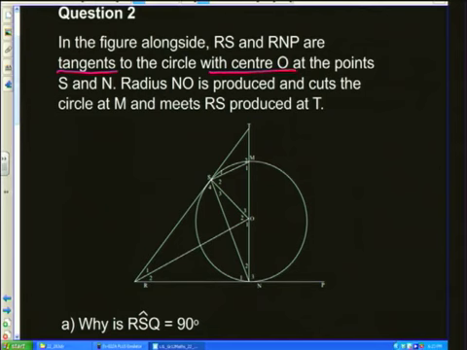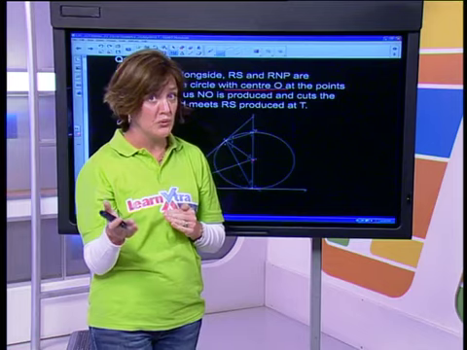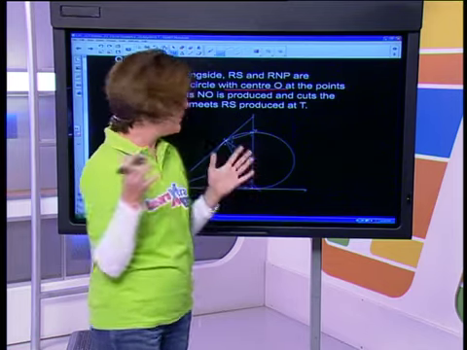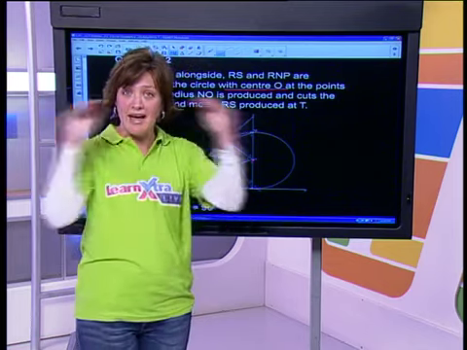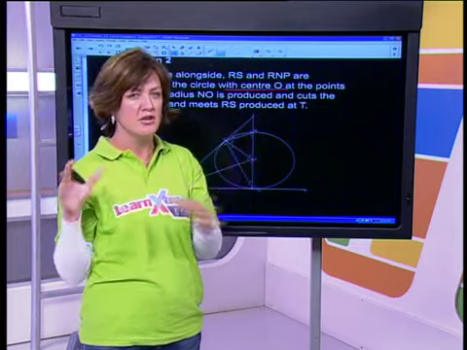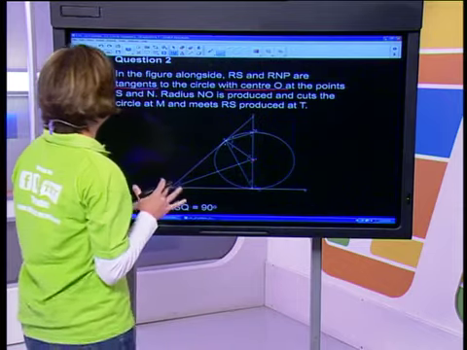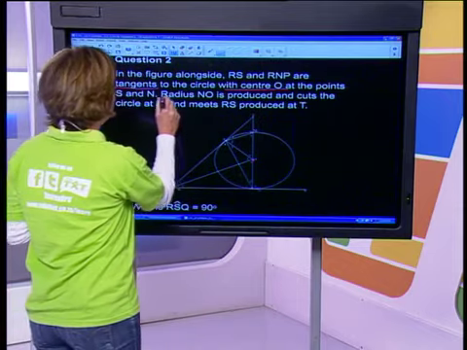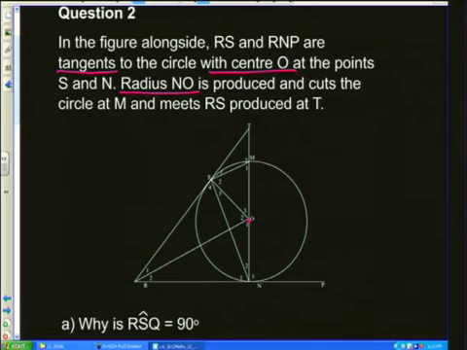So again, we've got the circle center, which allows us to think about our theorems of angle at center 2 times angle at circumference, possibly your midpoint chord theorem, your very first one, or we could be looking at possibly your diameter subtending a 90-degree angle. So just have those at the back of your mind. Just remember those are the ones that could come up here. Okay, radius. The radius NO, so the line from the center to the circumference is a radius, is produced and cuts the circle at M and meets RS produced at T.